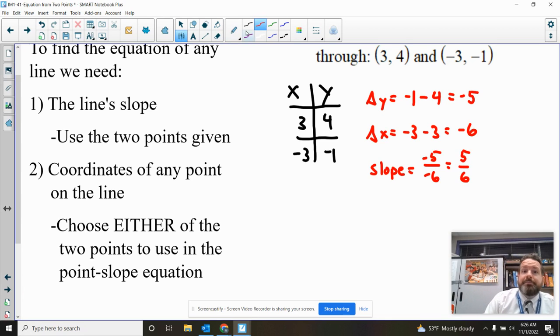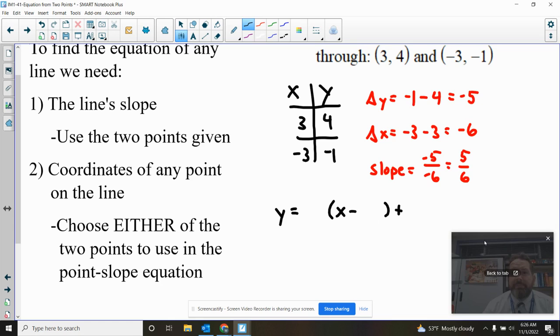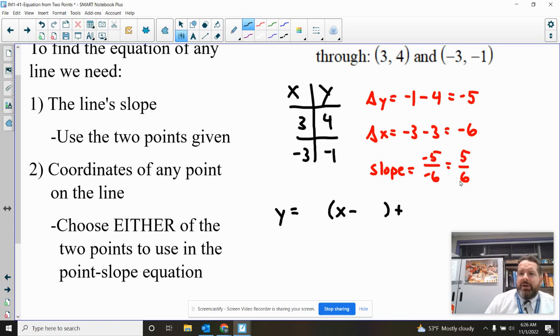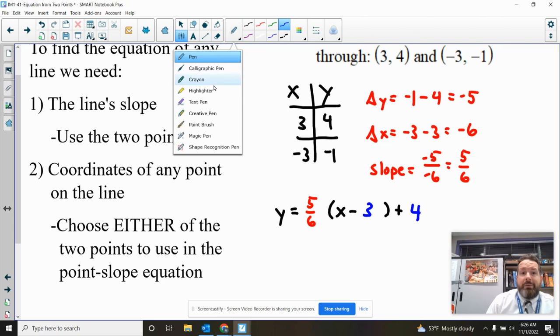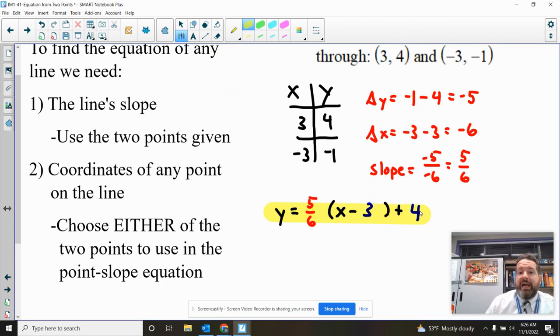Here's what I mean. Let's take a look at the setup first. So y equals space for the slope, x minus, space for the x, plus. This is our setup for the point slope equation. Let's take our slope of 5/6. Let's take the first ordered pair, the 3, 4, and there you go. Here is an equation of the line that goes through those 2 points.